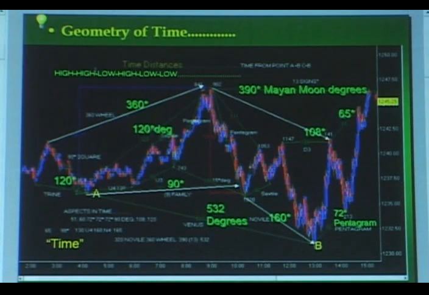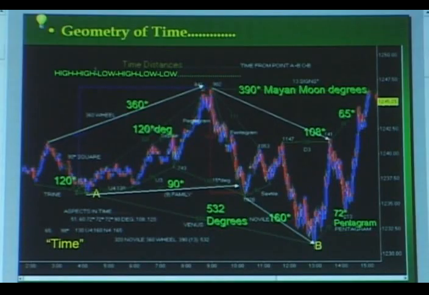Here I want to talk a little bit about geometry of time. Time measurements between swings are natural cycles in time. You can look at any significant high and go to any other significant high and do a measurement. In this case, it's 360. We know the circle is based on 360 degrees. So this would be a highly likely high in this vicinity because we were at 360 degrees, or 360 days in this case, or if it was months or weeks or years.